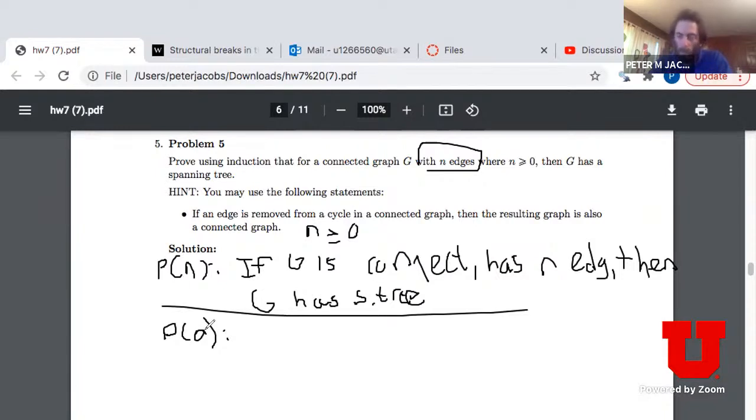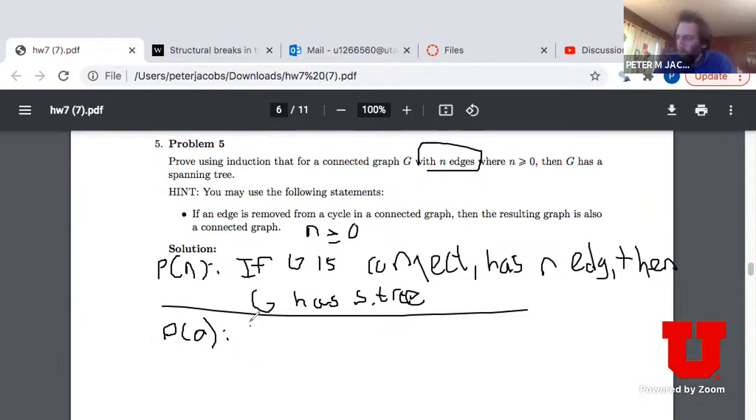Yep. That's right, Miles. It's one node, and that's a tree. So that's the base case. So it's a tree, and we're done. That's the base case.